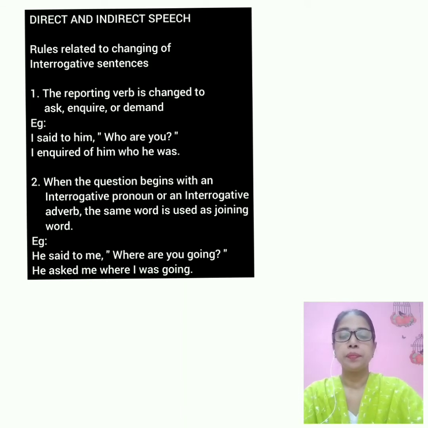Hello children, today I will continue with direct and indirect speech, and today I will be telling you rules related to interrogative sentences, that is questions. While changing direct speech related to questions into indirect speech, there are certain rules to be followed. So today I will be telling you the rules related to the changing of questions.